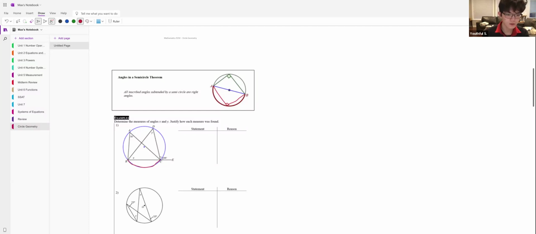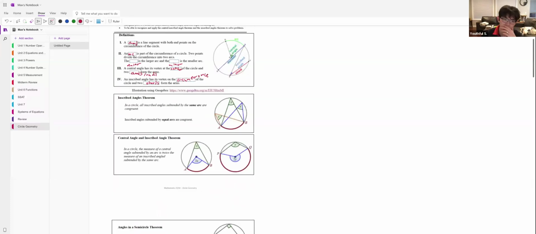Like, I don't know why this is so hard to explain. Like, you can just kind of understand it, right? So because they're subtended by the same arc, they have the same angle. So then angle BAC has the same measure as angle BDC, and BDC has 70 degrees. So then angle BDC is equal to 70 degrees, and then the reason is the inscribed angles theorem.